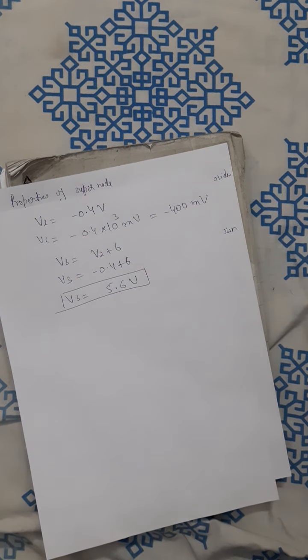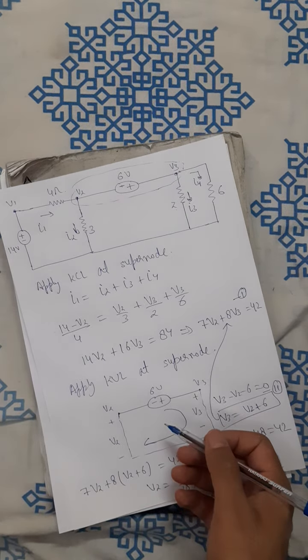v3 equal to 5.6 volt. Okay, so you got the value of v3. Now next, what will you do? So you got v2 v3. Can you calculate if you have v2 v3? Okay, you have v2 v3.